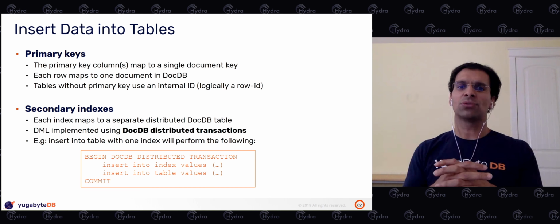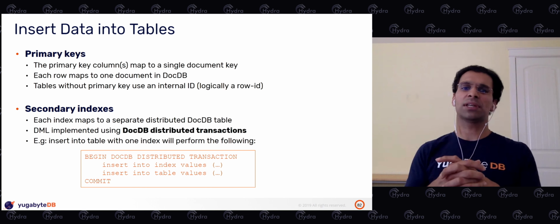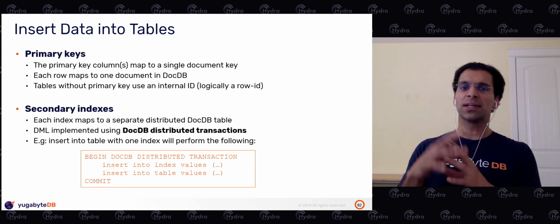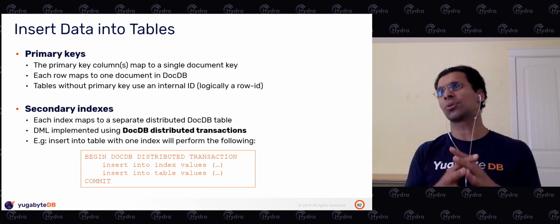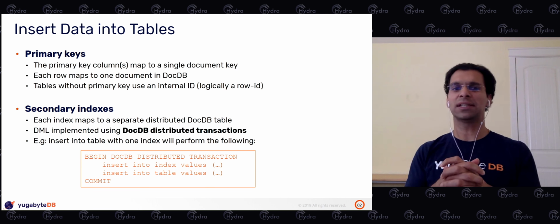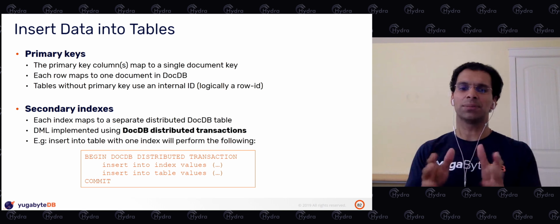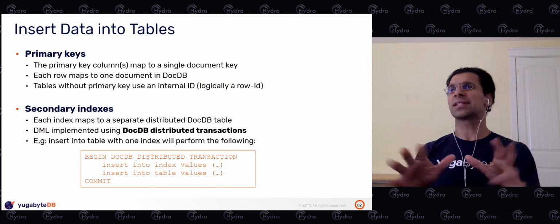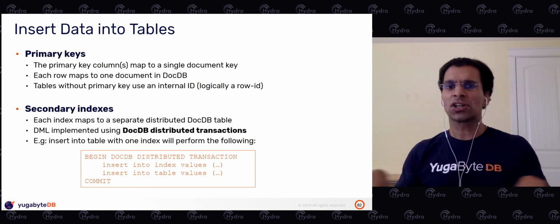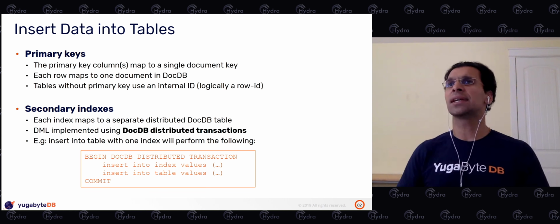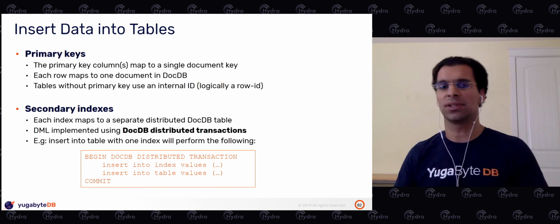If you insert into a table with one index, the snippet shown here is how it would work: it would begin a DocDB transaction, insert into an index table, and insert into the primary table. Of course, if it is an update, you may have a delete of the original value and so on. You could have some inserts, deletes, and updates mixed in here. But anyway, the whole thing is committed as a single transaction. All right. So DocDB only deals in terms of tables, and all relations from PostgreSQL are mapped into some form of table underneath.